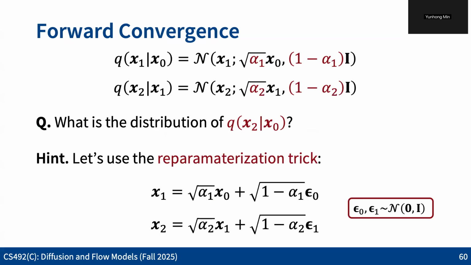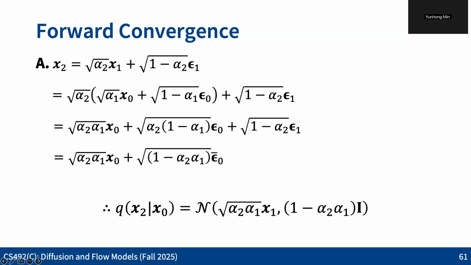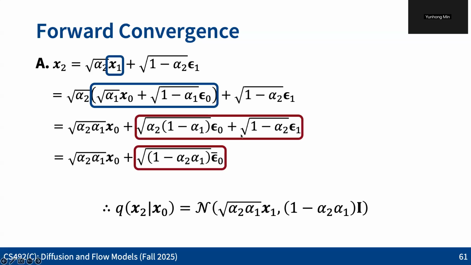I think I missed some of this slide here. From this, just rewriting x1 with the formulation and combining these two Gaussian distributions, what you can see is that actually this conditional distribution, x2 conditioned on x0, can be written as a Gaussian distribution.